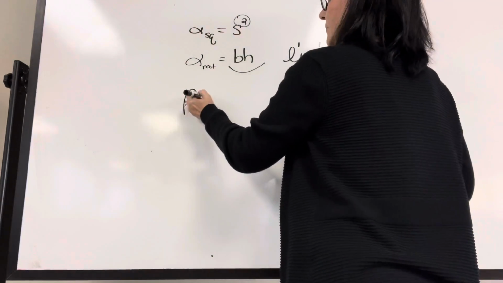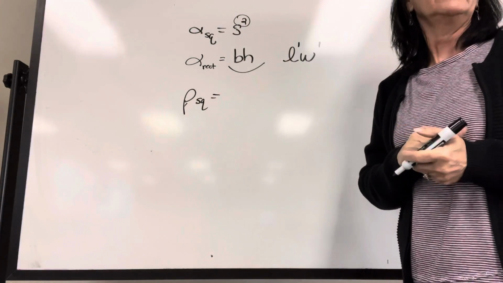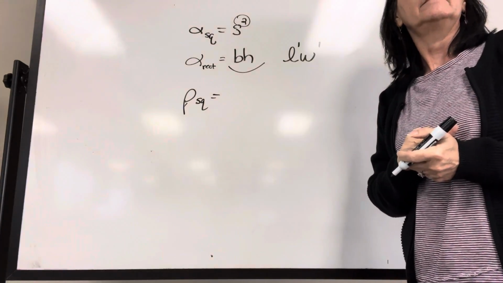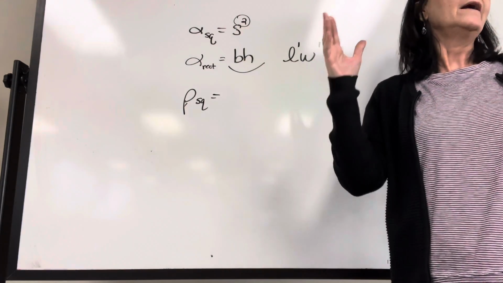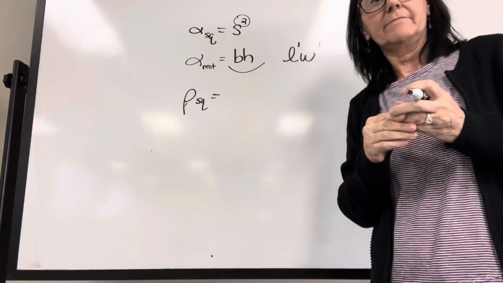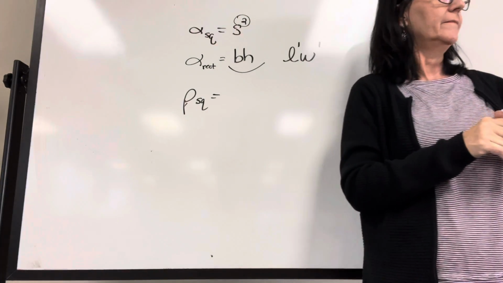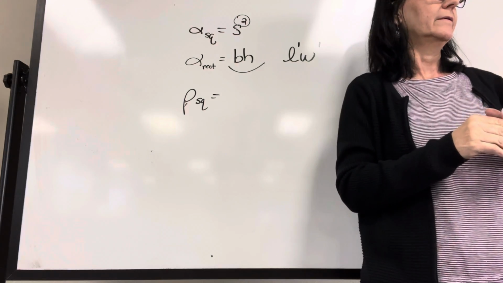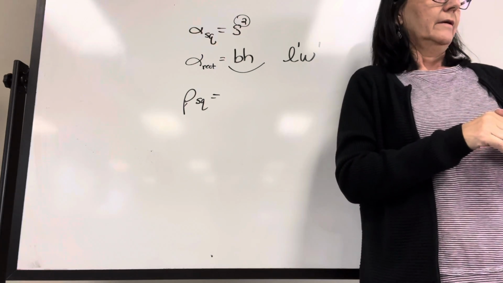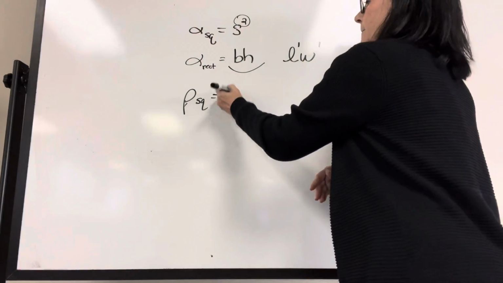Perimeter, what's the perimeter of a square? All the lengths of the sides combined. Combined, which would be, using S for the length of the side, what would it be? 4S, that's right.